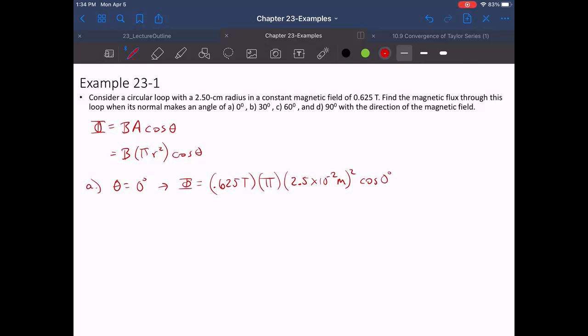Cosine of 0 degrees is what? 1. All right. 2.5 squared, 2.5 times 2.5, so that is 6.25. So this is going to be 6.25 times 10 to the negative 1 Tesla times pi times 6.25 times 10 to the negative 4th. So we end up with 6 times 6, maybe like 36 to 38-ish, times 3.14. So if we did 40 times 3, we should get like 120 times 10 to the negative 5th.